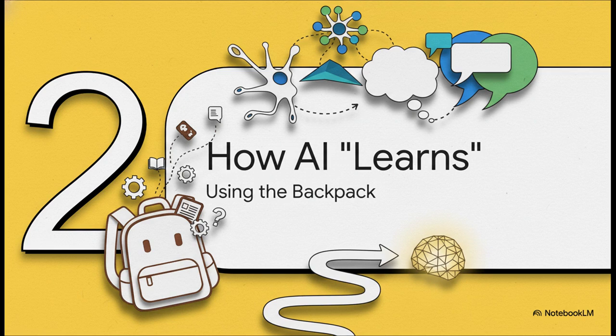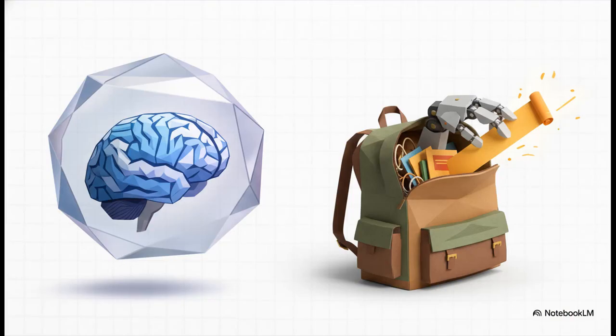In other words, how does it really learn? And you know what? Here's the big secret. When we say an AI learns during a conversation, it's not really learning the way you or I do. Its brain, its core programming, isn't actually changing. Instead, it's just getting ridiculously good at pulling the exact right piece of information from its backpack at the exact right moment.